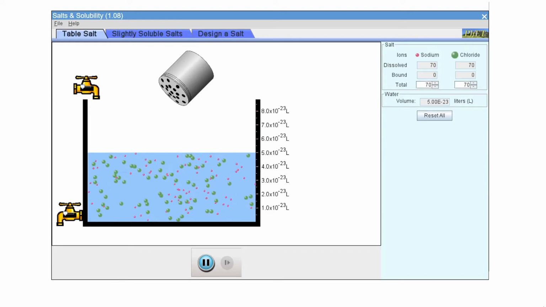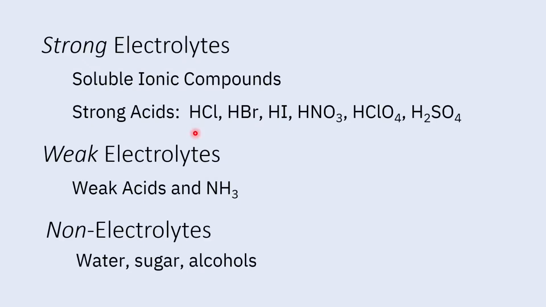And some compounds do not dissociate into ions at all. These are called non-electrolytes. The strong acids are hydrochloric acid, hydrobromic acid, hydroiodic acid, nitric acid, perchloric acid, and sulfuric acid. You will need to memorize these strong acids because once you know the strong acids, then you know all the weak acids as well. The weak acids are just not the strong acids. Weak acids, along with ammonia, which is a weak base, are weak electrolytes.